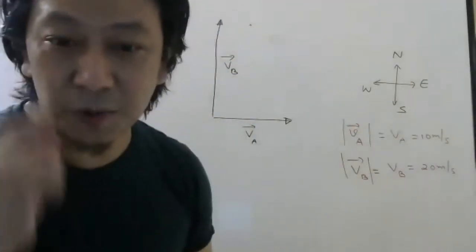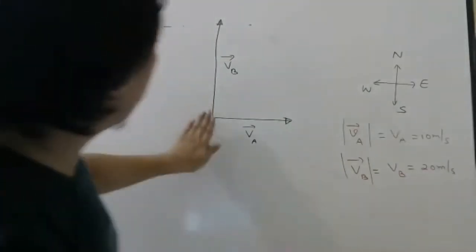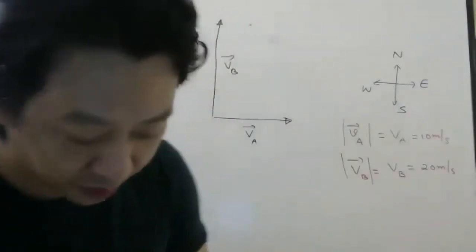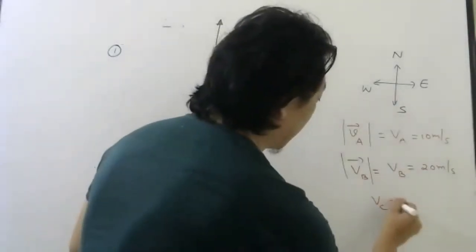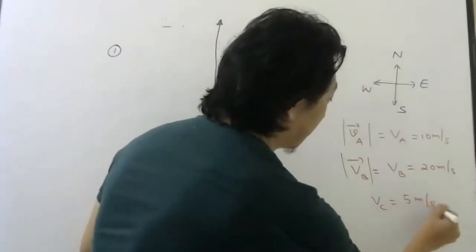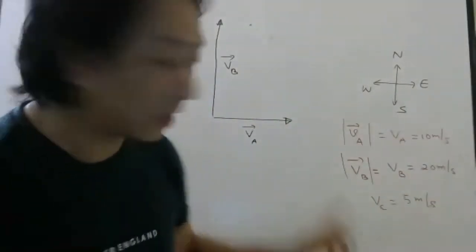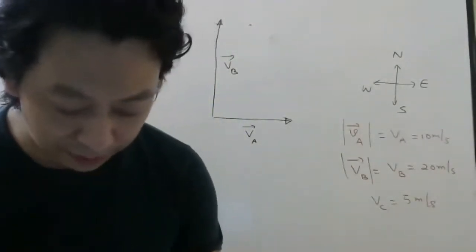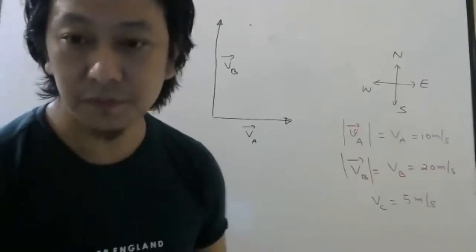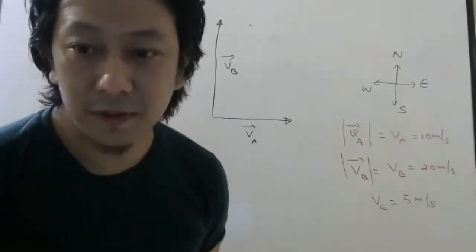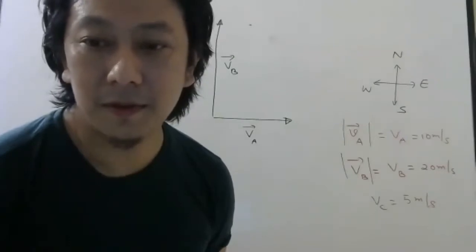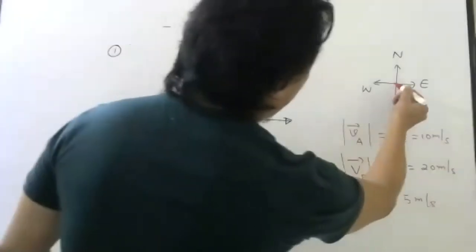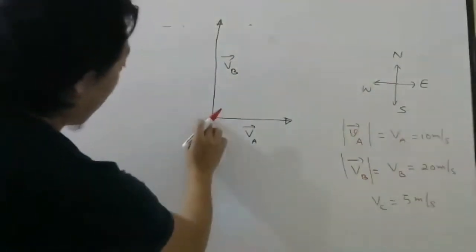So this will be the velocity of the second car. The third car has magnitude how much? Velocity magnitude of the third car is 5 meter per second. Direction is where? Can you tell me the direction, anyone? Direction of the third car, southwest. Southwest means it should be here. Okay, so you have to draw the arrow here.